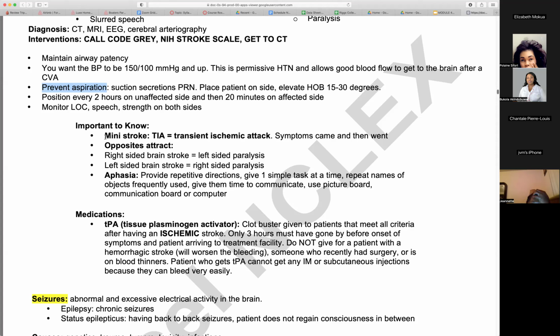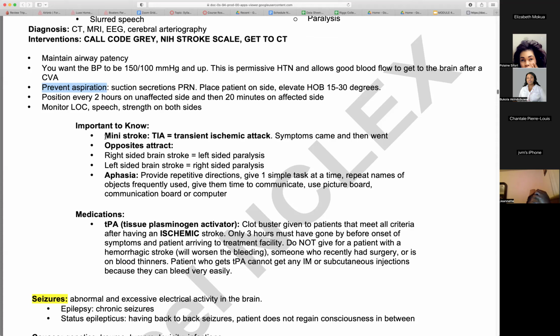Okay, so we want to provide repetitive directions to help them. Give one simple task at a time. Don't give them like a 5-step process all at once. One step at a time.